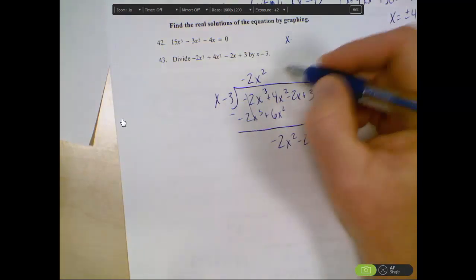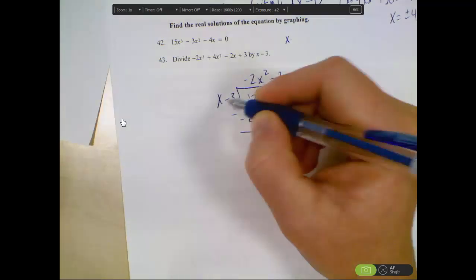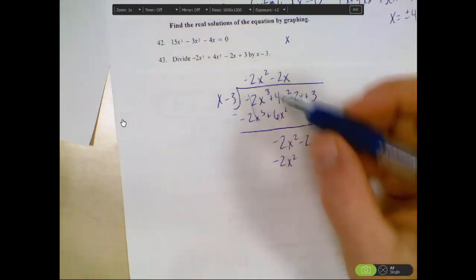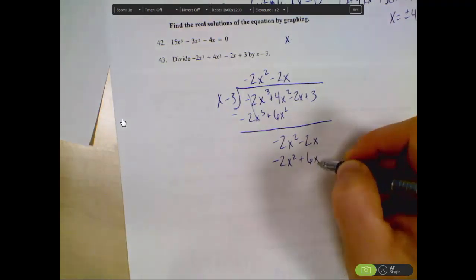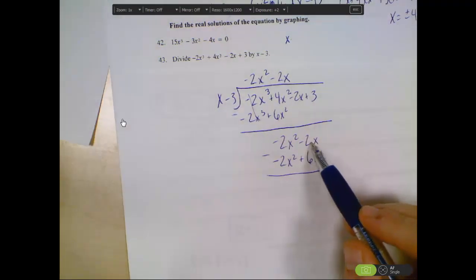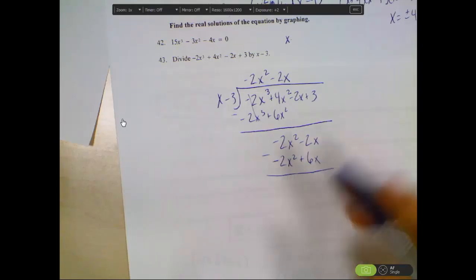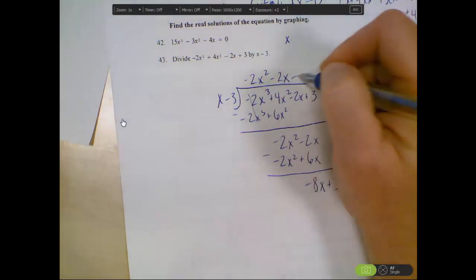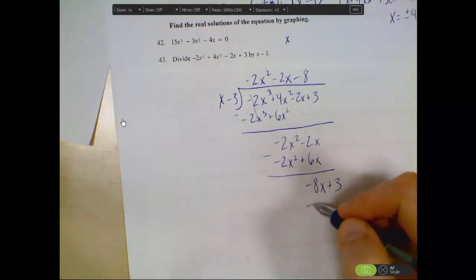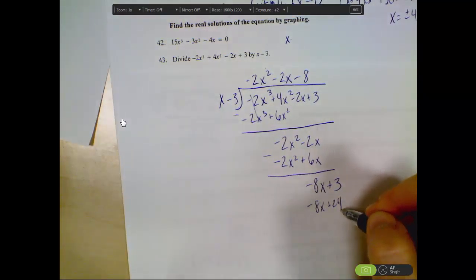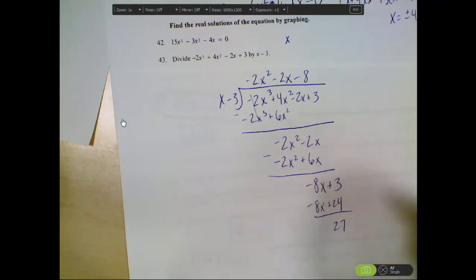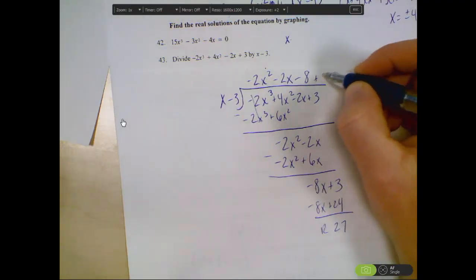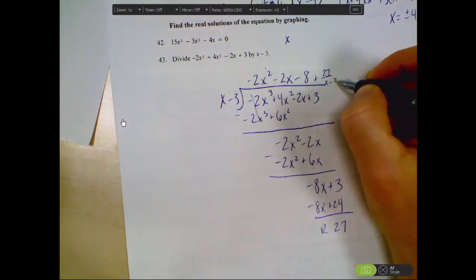X goes into negative 2x squared, negative 2x times. Negative 2x times x is negative 2x squared. Negative 2x times negative 3 is plus 6x. Again, we're subtracting, so negative 2 minus 6, negative 8x plus 3. X goes into negative 8x, negative 8 times. Distribute, negative 8x plus 24. And then your remainder is 27. So you could either write R27 or you could write plus 27 over x minus 3.